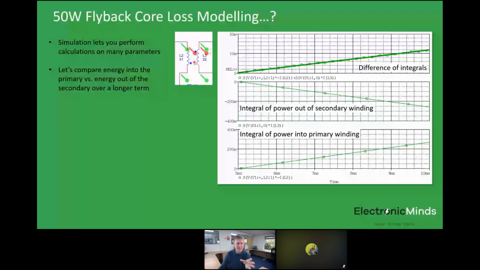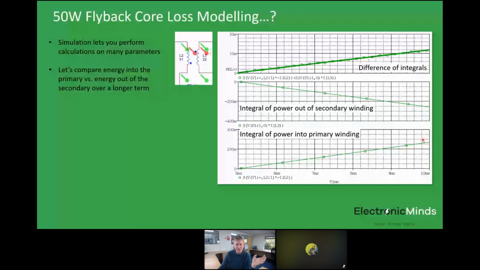This was really just a bit of a thought experiment, because the simulation environment allows me to calculate that very easily. So for example, if I look at the power, let's start at the bottom. The power into the primary winding is just the product of the instantaneous voltage and the instantaneous current, multiplied together, which is what I've done here. And then if you integrate that, you get energy. So we're plotting energy into the primary winding over time, the integral of power. The bottom trace here is energy into the primary winding.